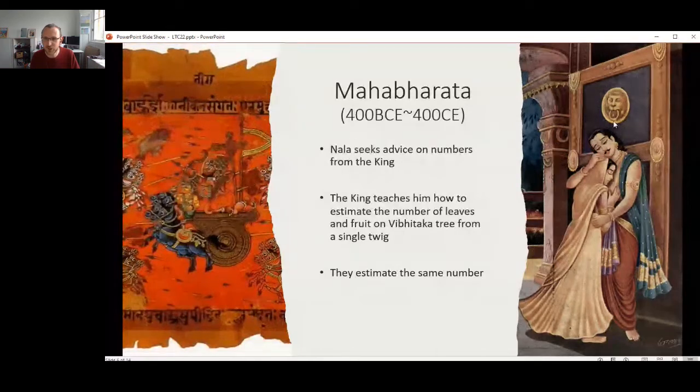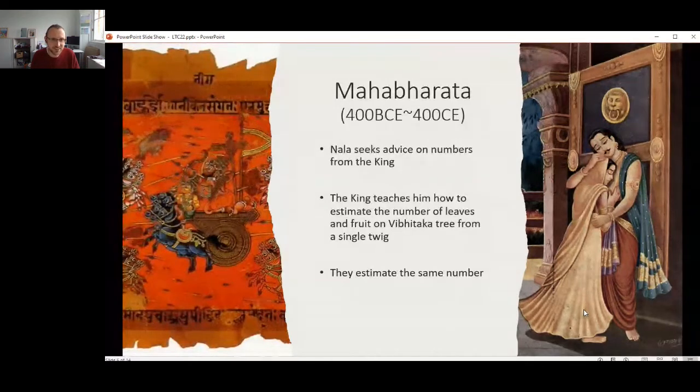And in it, our hero, Nala, is trying to return to his love and is currently in the service of the king. One of the problems he finds himself in is he's just lost all his worldly possessions gambling, and he wants to get some advice from the king. So the king teaches him his numerical knowledge, teaches him how to estimate the number of leaves and fruit on a tree from a single twig. And to demonstrate that Nala's taken on board this knowledge, they both arrive at the same number. So their thinking and calculations are the same.